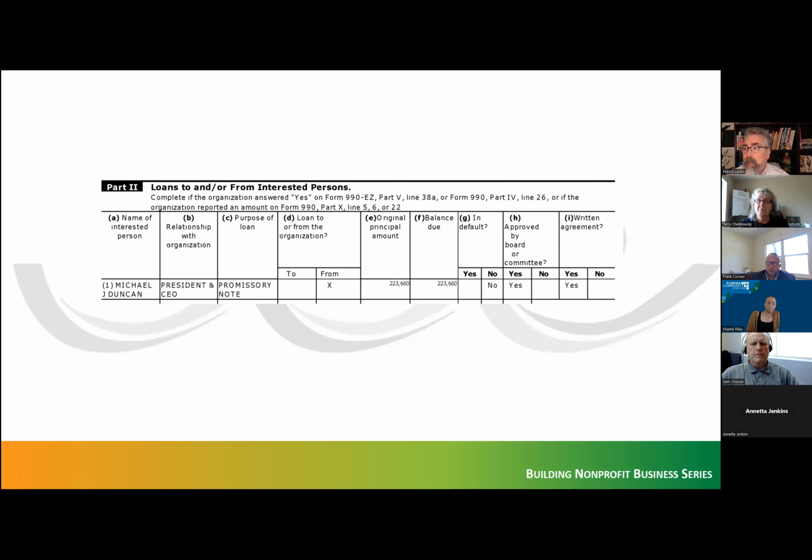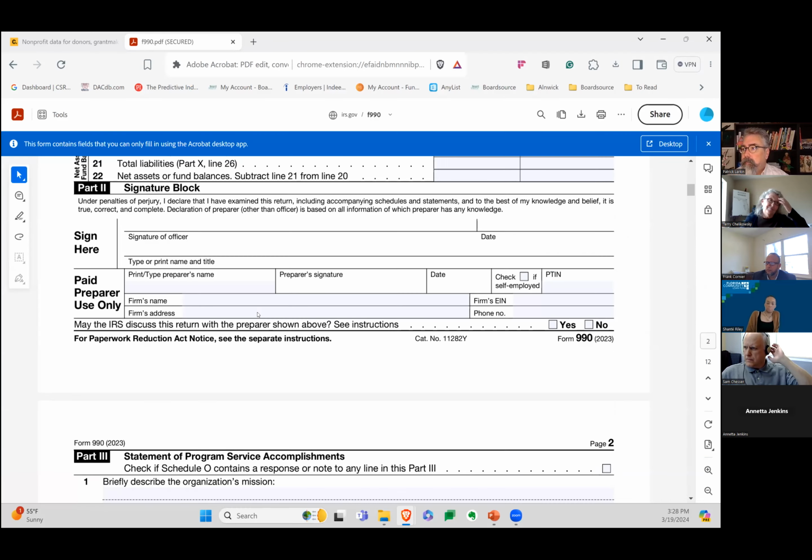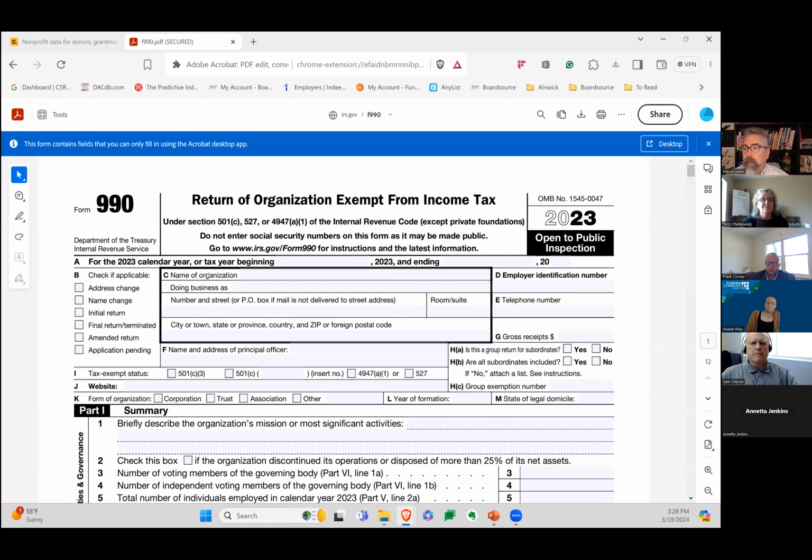So on the 990, I'll pull it right back up. There is a line, the name of the organization. So you want to put the legal name of the organization, and then you put the DBA underneath it. So on this line right here. So yes, you need to file as whatever your legal name is, and you can put in the DBA. And so if you go to GuideStar, your organization can be found either way, either as the DBA or as your legal name.